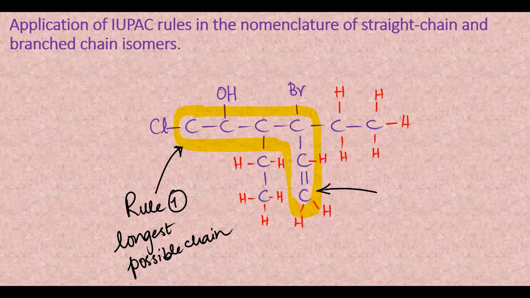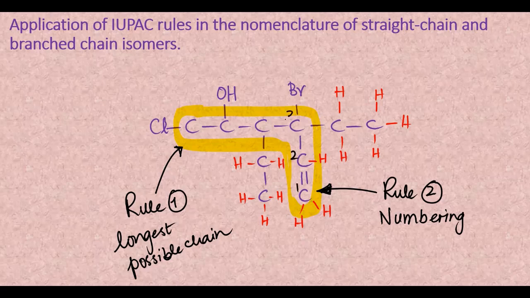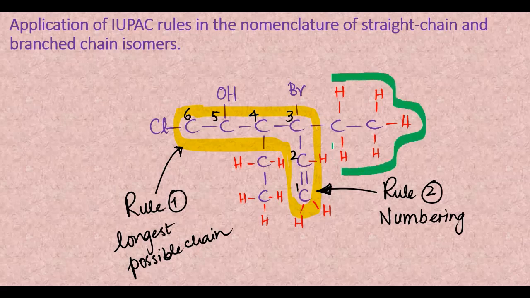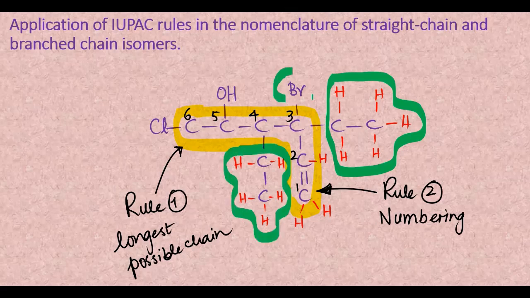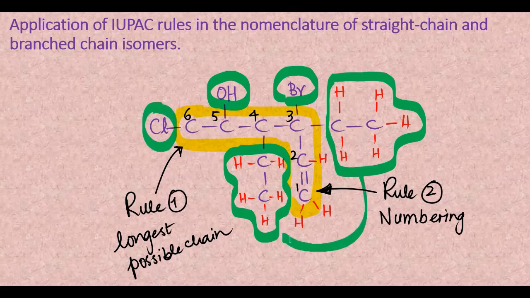Second rule is selection of the side from where the numbering should begin. Numbering should start from the side which is closest to an important functional group, which in this case is the double bond, ene. So we have carbon number 4, 5, and 6. Now identify which other groups are attached with the main stem chain. These are called branches. There are in total 5 branches attached to this molecule. 2 of them are identical. Both of these branches, which are identical, are ethyl.